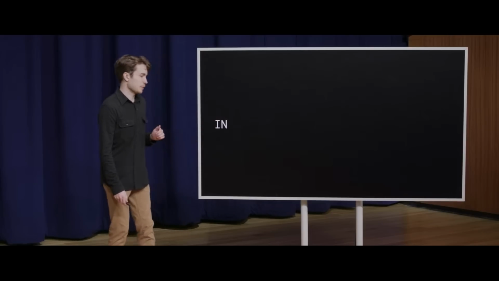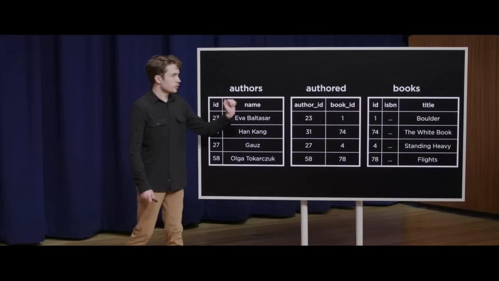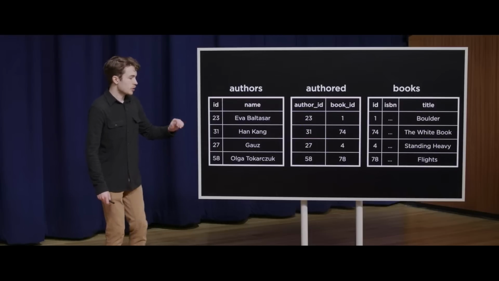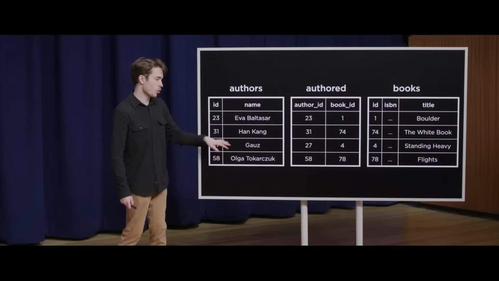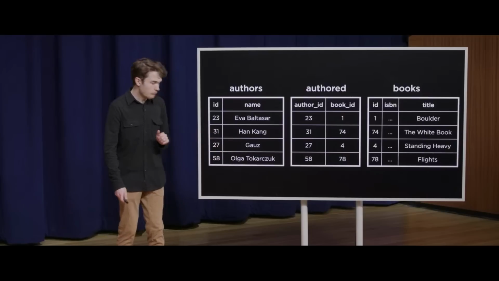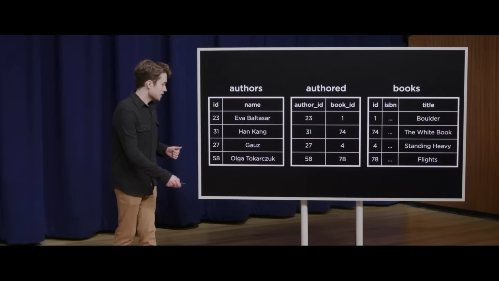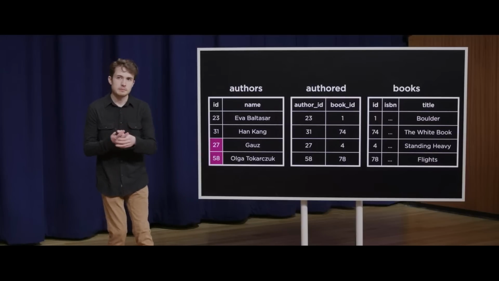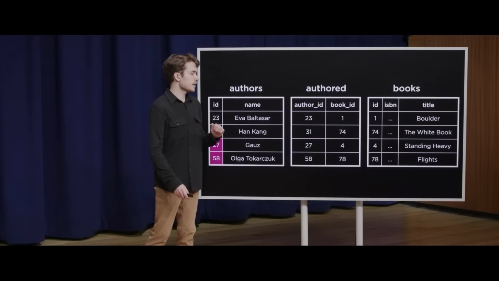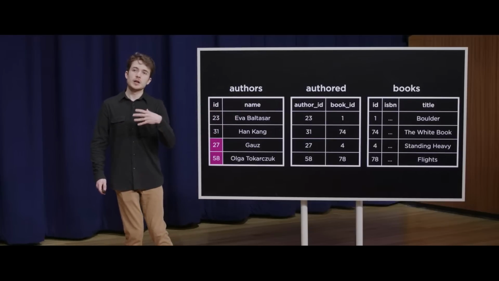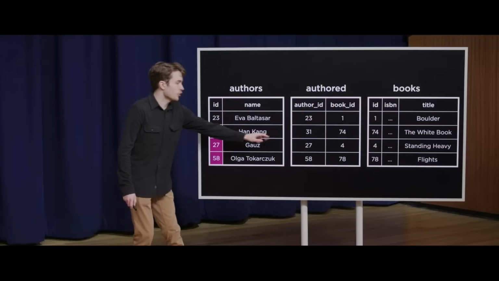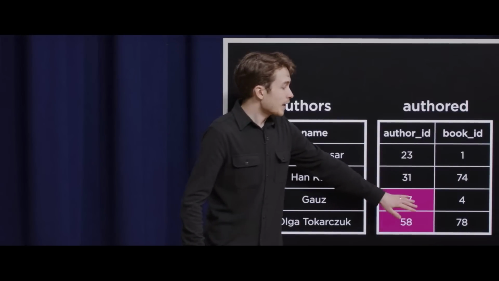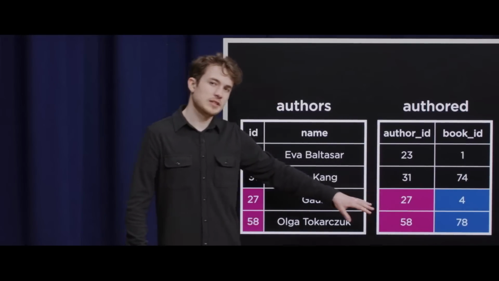So let's see an example here. We're back at our authors, books, and authored tables. And maybe I want to find the books written by these 2 authors, Gauze and Olga. Well, I could select their IDs. I could say, get back 27 and 58. Now I have 2 IDs. So I could look in authored, and I could say, give me back all of the book IDs that have an author ID of 27 and 58. OK, I'll look here, and I'll get back both 4 and 78.